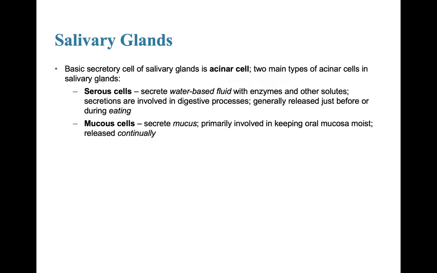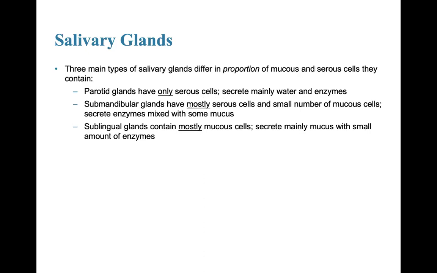The basic secretory cell of the salivary gland is the acinar cell. There are 2 main types of acinar cells in the salivary glands. You have serous cells. These secrete water-based fluid with enzymes and other solids. The secretions are involved in the digestive process, generally released just before or during eating. And you have the mucus cells, which secrete mucus, which are primarily involved in keeping the oral mucosa moist, and this is released continually.